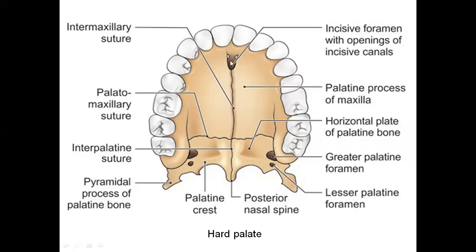Anteriorly, the opening we have in the intermaxillary suture is the incisive foramen with openings of the incisive canals. Laterally on each side, you will see the greater palatine foramen and lesser palatine foramen. This posterior end gives attachment to the soft palate.